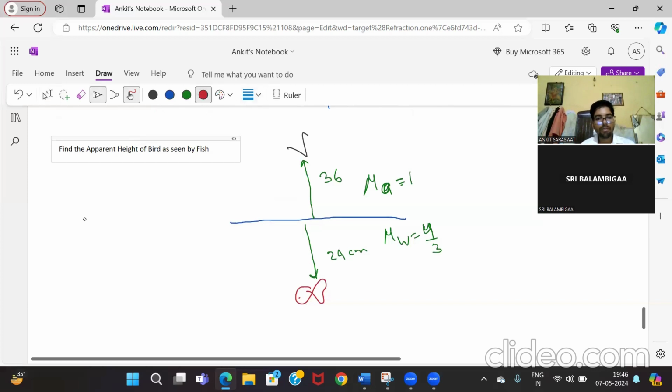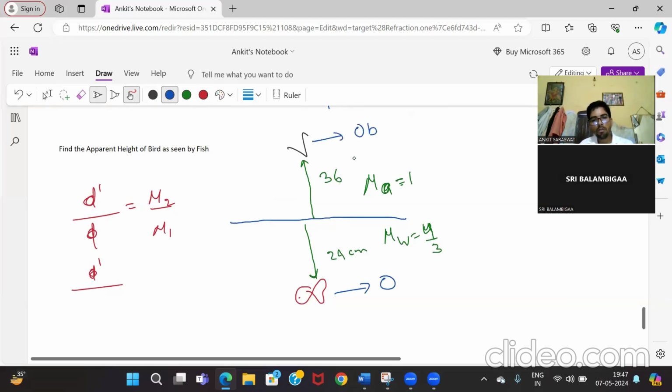Okay, let me solve. D dash by D equals mu2 by mu1. Now what is D dash? Apparent depth. We need to calculate. D is how much, of the bird as seen by whom? Who is the observer? The fish is the observer. The object is the bird. What is the real depth? 36 for the bird. Mu2 by mu1. Now which one is mu2? 4/3. D dash comes out to be 48.